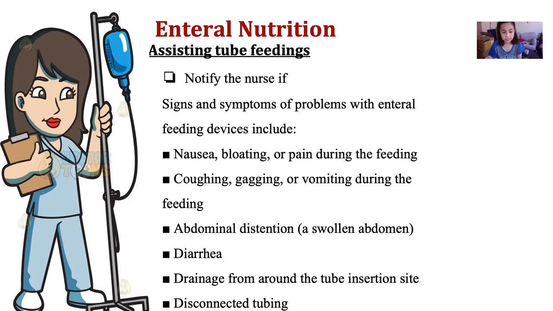Nagkaroon ba siya ng diarrhea? Ibig sabihin hindi niya rin na-tolerate kasi nilalabas agad ng chan niya yung mga kinain niya. Then, drainage around the tube, insertion sites. Ibig sabihin bumabalik or nagba-backflow yung kinain niya. So, tama ba yung placement natin? Or masyado nang matagal yung tube natin, kaya nagba-backflow na siya or hindi tama yung position natin sa patient.